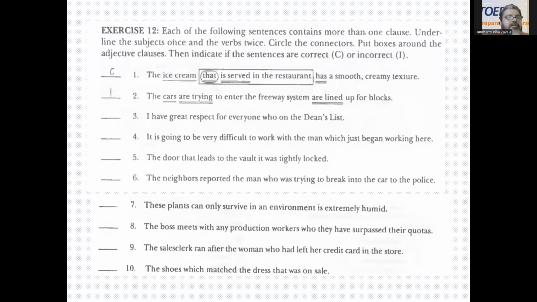So let's try to do this. Exercise 12, choose the following sentence contains more than one clause. Underline the subject once and the verb twice. Circle the connectors. Put boxes around the adjective clauses. And then tell me if this is correct or incorrect.